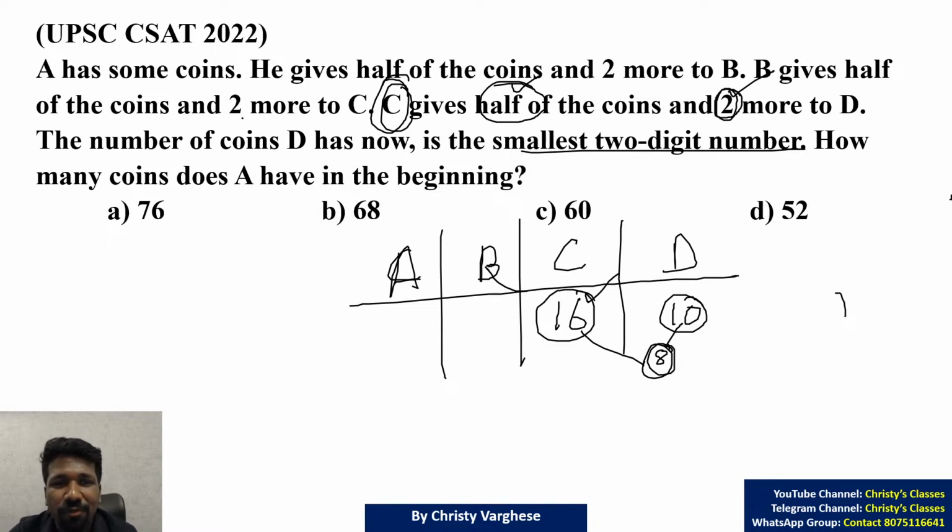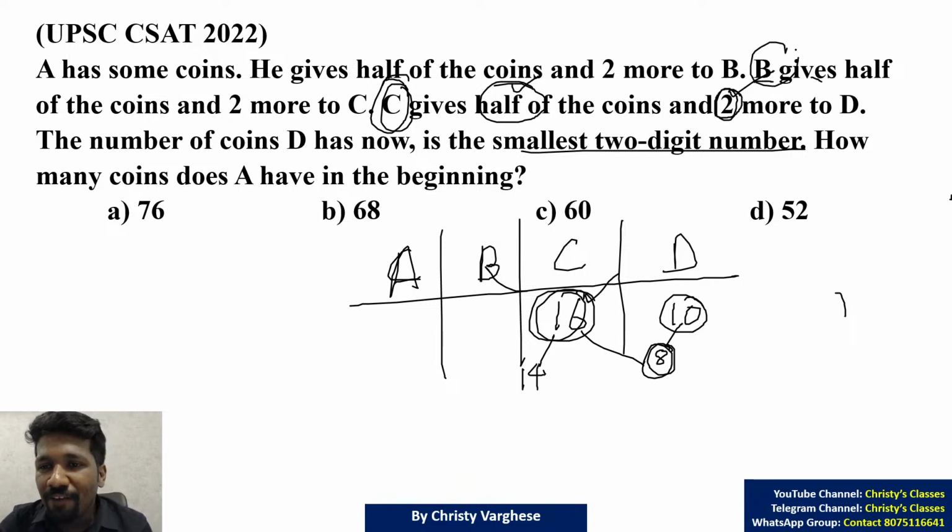Now do the same for B also. No mathematical step, it is so logical. B gives half of the coins and 2 more, which means after giving 2, C has 16 coins. Before giving 2, C has only 14 coins. And that 14 coins is what? Half of B's coins, or B has double of 14, 28 coins.